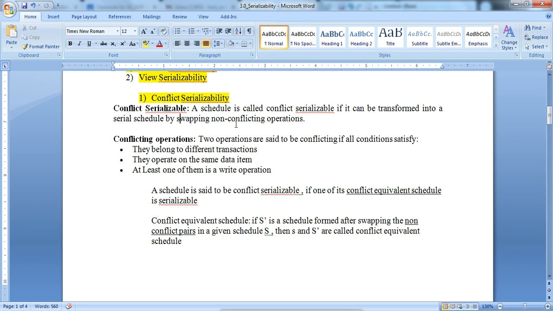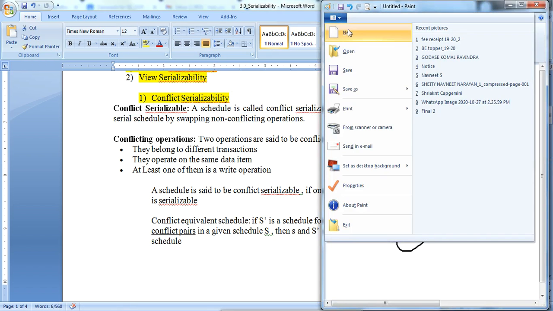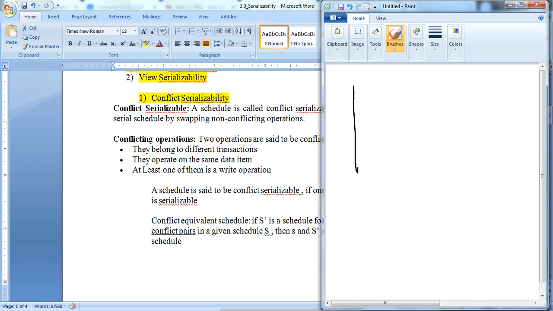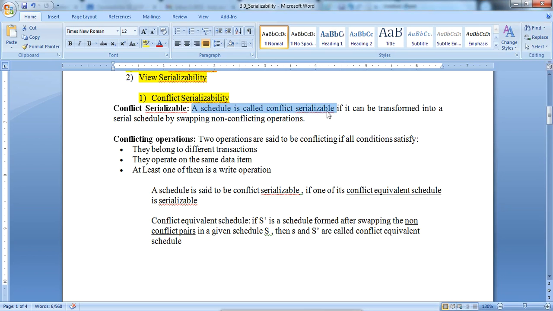We need to know what the actual conflict operation is. A schedule is called conflict serializable when we have one schedule, containing T1 and T2 transactions, this is schedule 1, and we need to verify whether it can be transformed into a serial schedule by swapping non-conflicting operations.